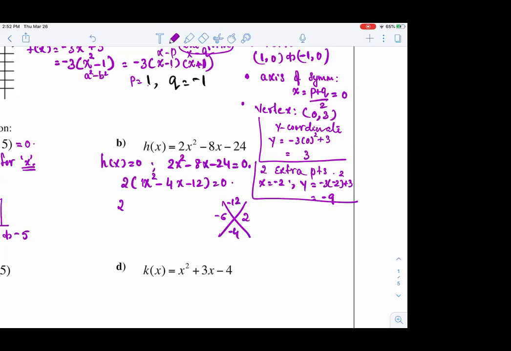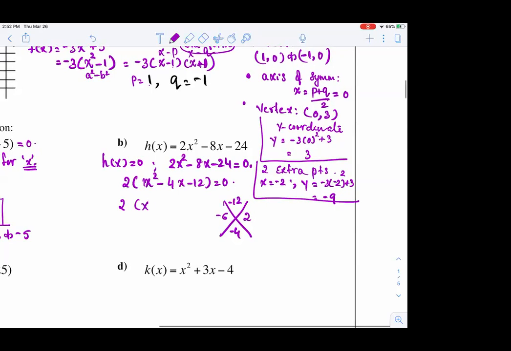Since we do not need a box here because the leading coefficient is 1, you're going to get the factors directly from here. And that is equal to 0. So you take x minus 6 is equal to 0, or x plus 2 is equal to 0, and that is 6 and -2. Those are the zeros.